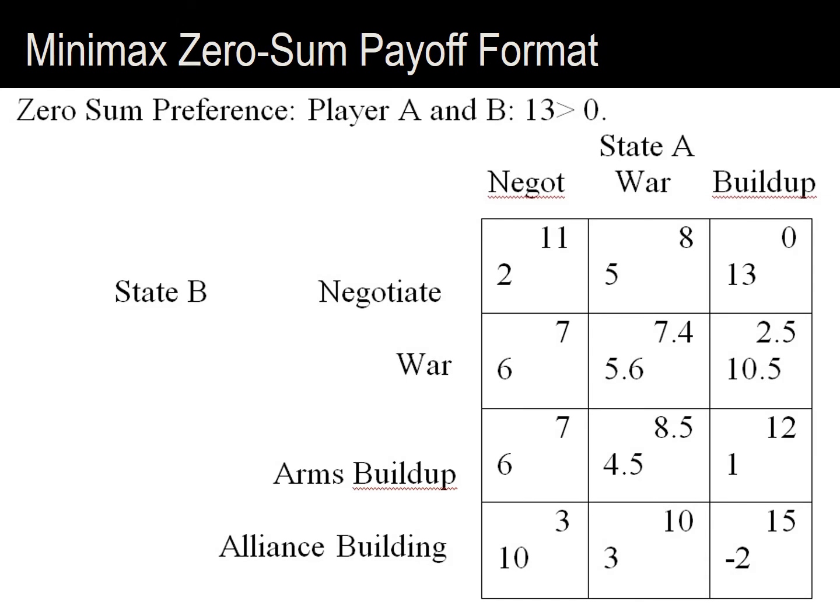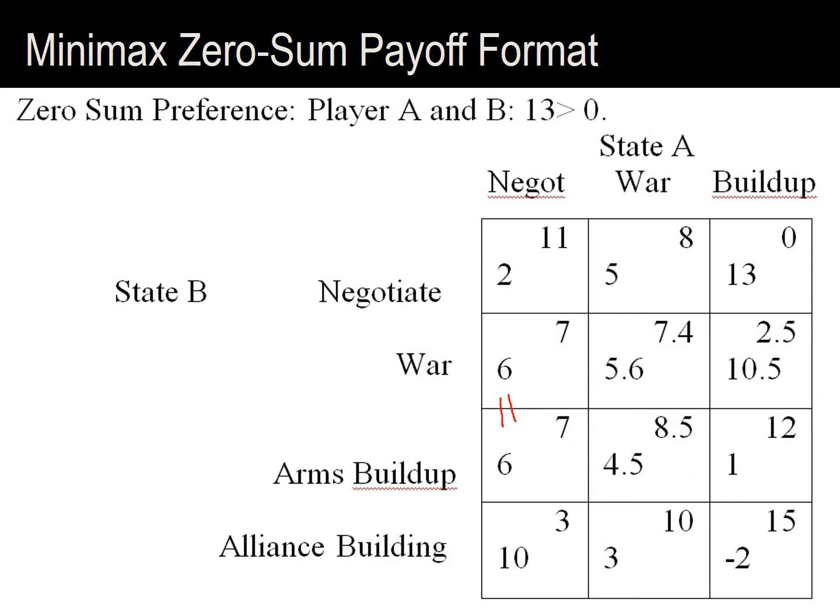So here we have the strategic form game of the two states challenging each other over a dispute, transformed into a zero-sum format, but where each of the states has their own payoff structure. It makes it easier to make the various comparisons. So let's first look for dominated strategy. All right, we're going to start with state B.